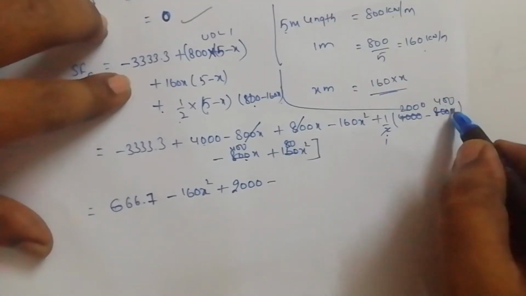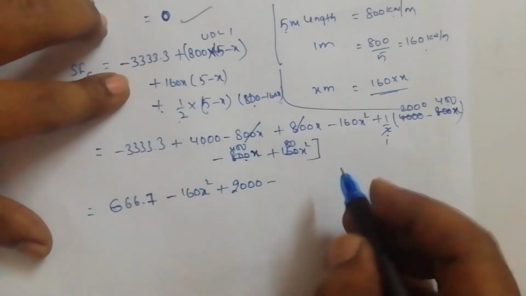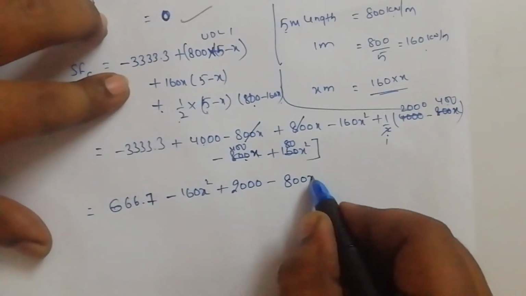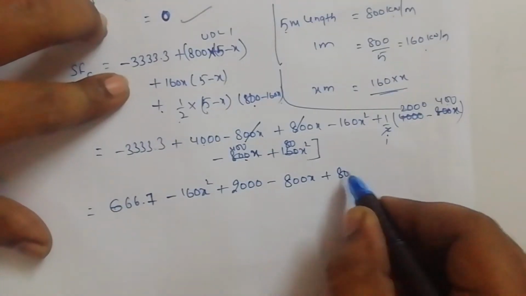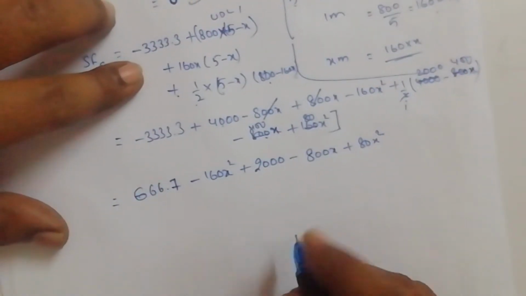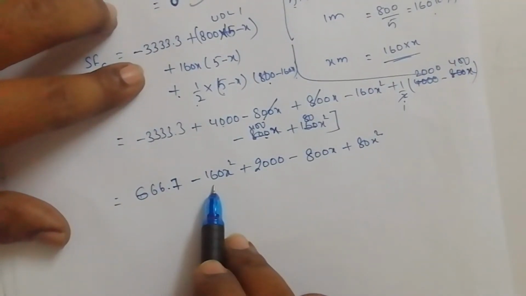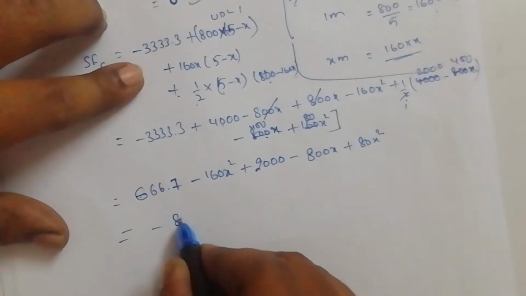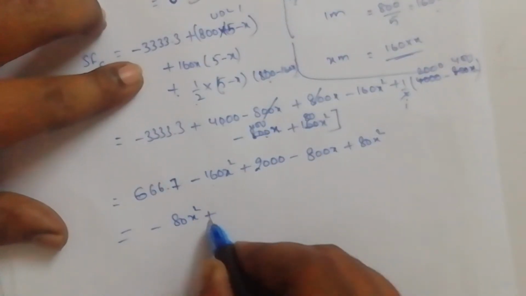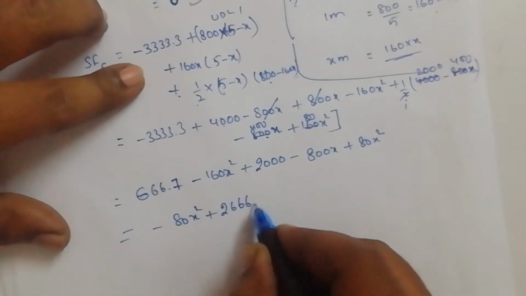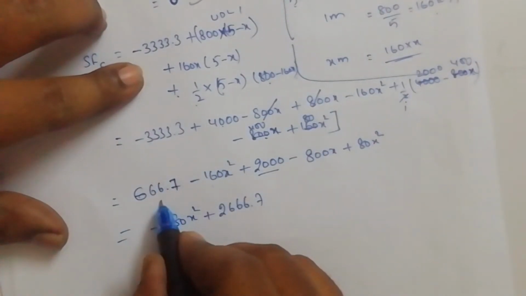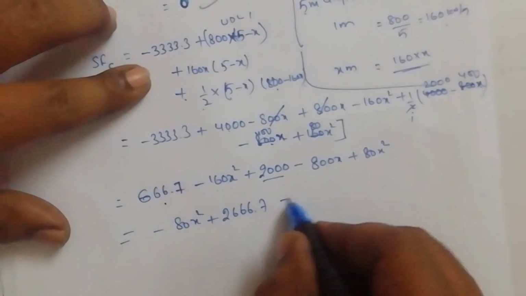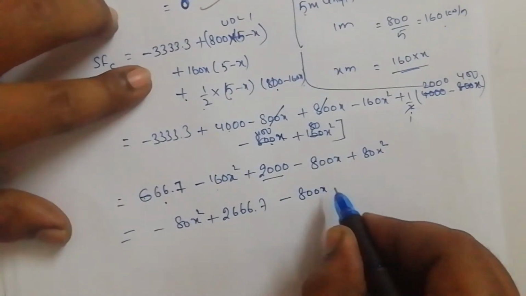You can see here x is there. So x 400x minus 800x plus 80x square. Okay, so here it is minus 160, this is plus 180. So this is minus 80x square plus 266.7, because this is 2000, this is 666.7 minus 800x.